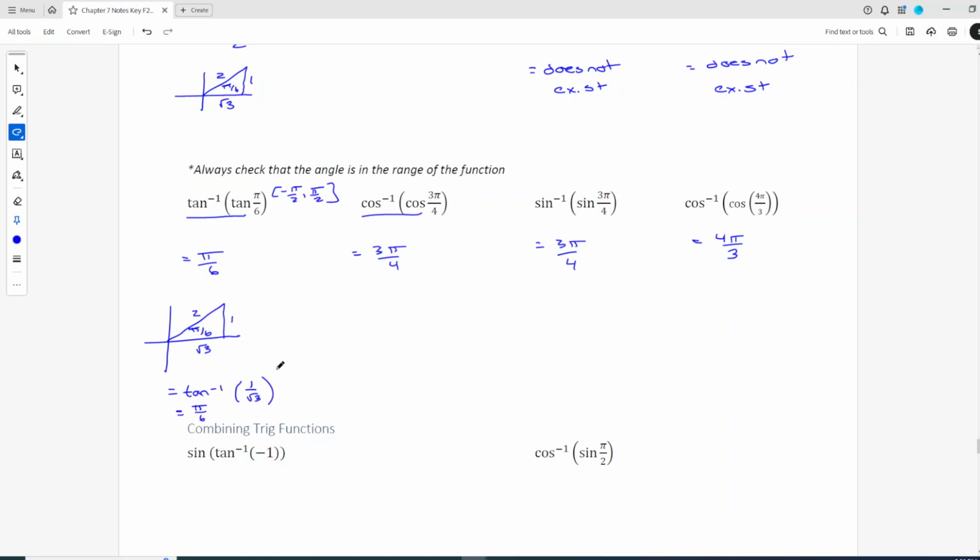They're kind of silly to do because they just undo each other. But what you're watching out for is the ones that didn't work. Cosine, what's the restricted range? Well, it's 0 to pi. Is 3 pi by 4 in that? Yep, that one's all good.